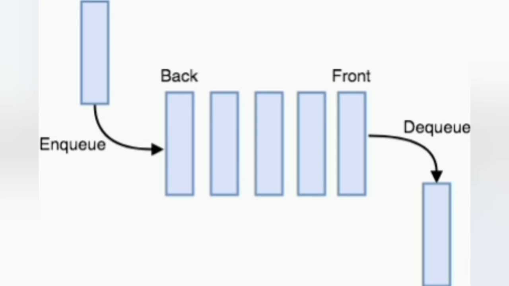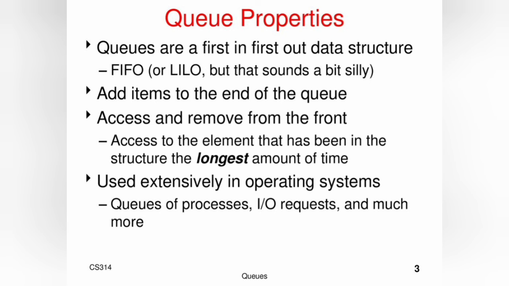Let us see what are the properties of queue. Queues are first in first out data structures, that means FIFO, or LILO, last in last out. Add the items to the end of the queue, access and remove from the front. It is used extensively in operating systems, queues of processes, input output requests, and much more.